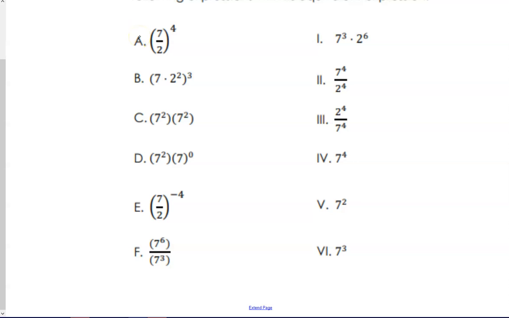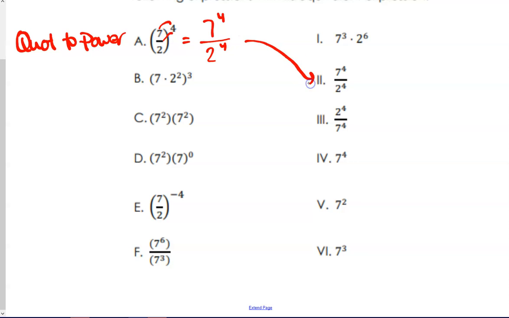Let's start with A. I have a fraction raised to an exponent. The fraction is different bases. So this is going to be quotient to a power is the property we're using here. And that means that both pieces of my quotient get the power. So 7 to the 4th over 2 to the 4th. And that is going to be equal to 2. So A gets matched with 2.